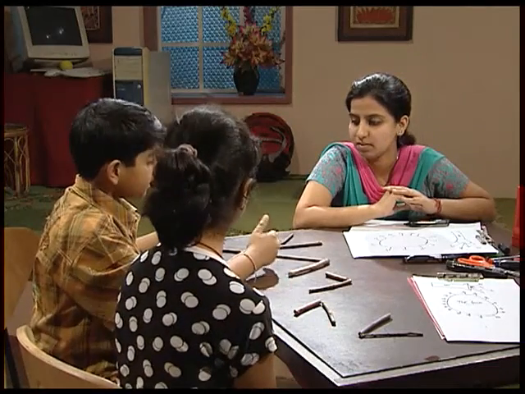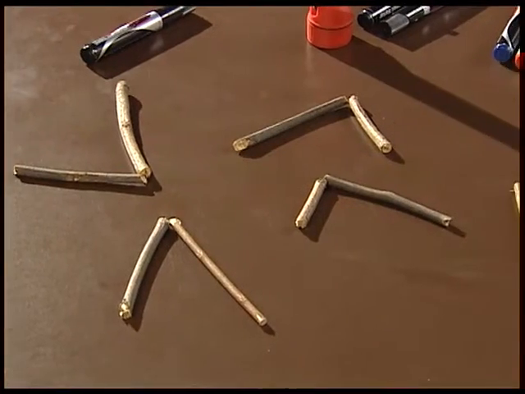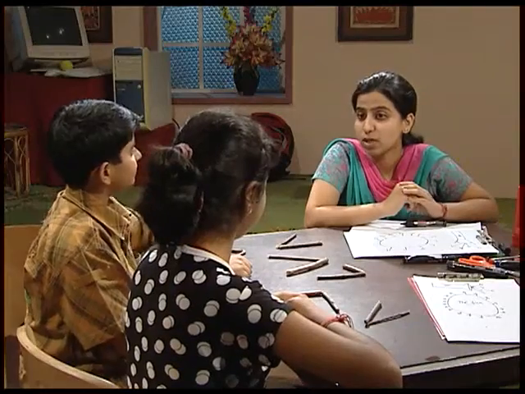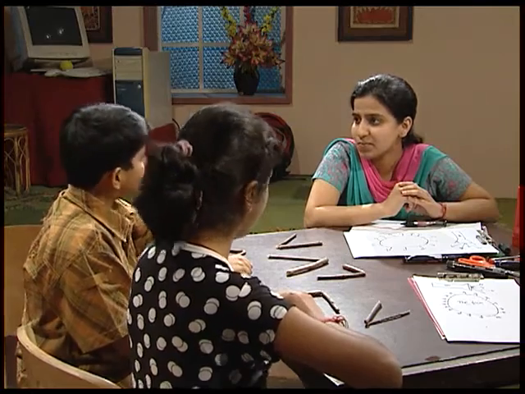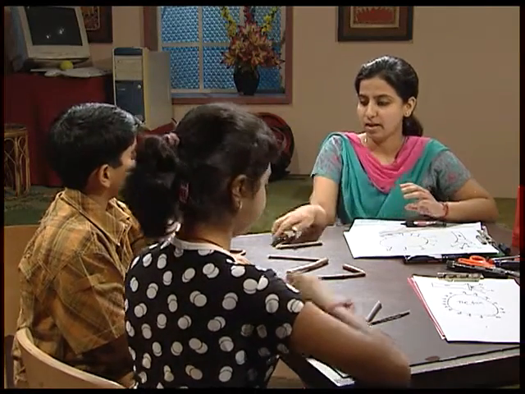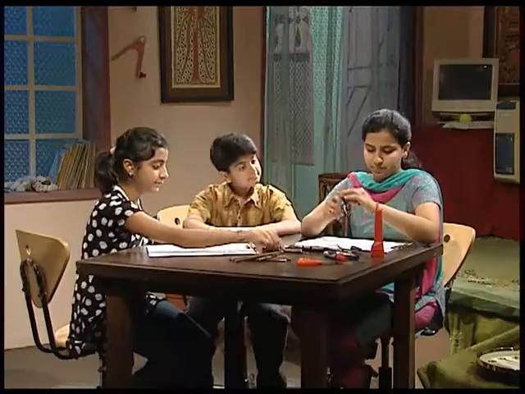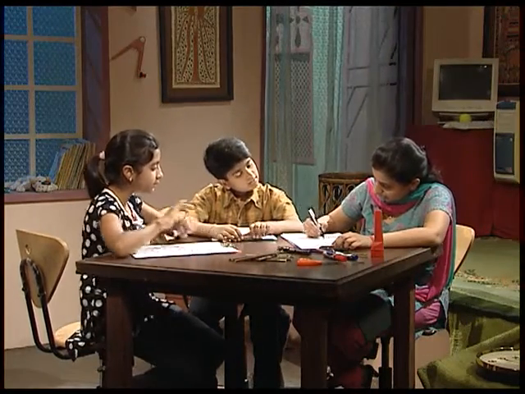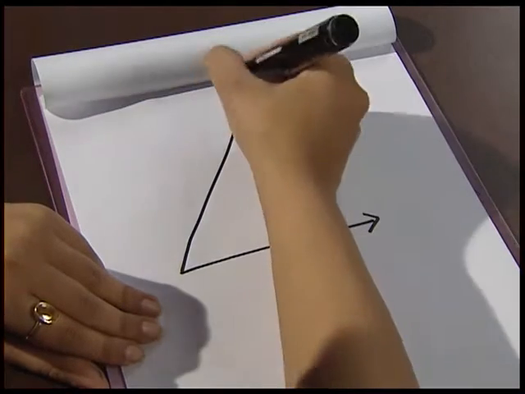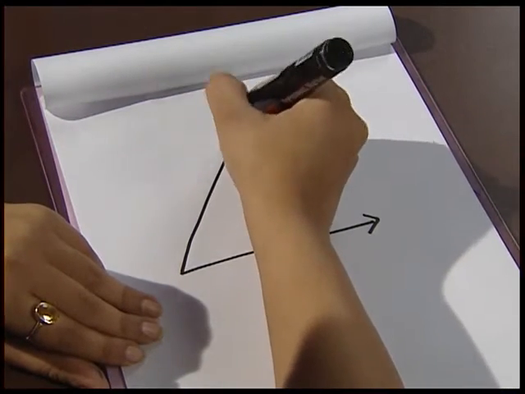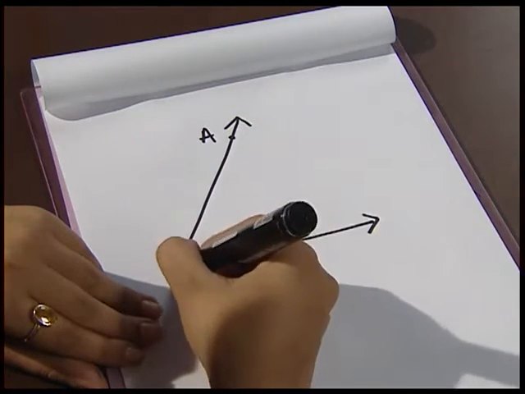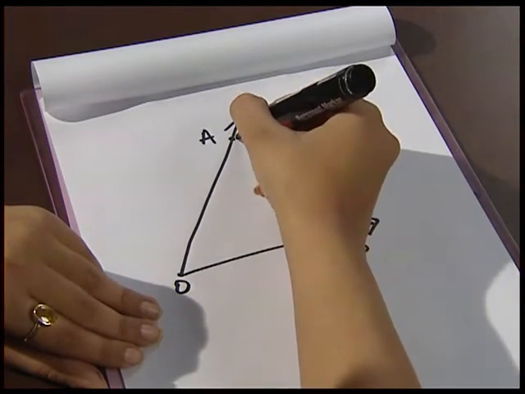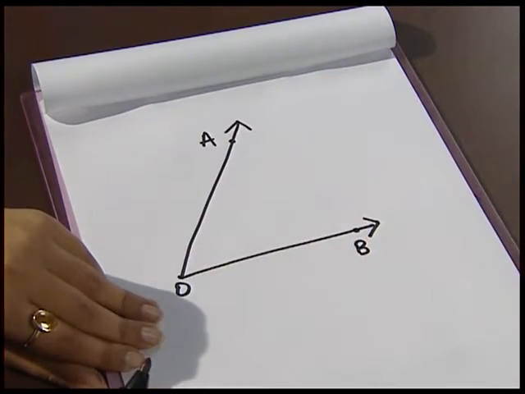Didi, I've made so many angles with sticks. Very good. We have made so many angles. Would you like to learn more about angles now? Yes, Didi, of course. Okay, now we'll keep them aside. See, I'm drawing an angle: A, O, and B. So angle AOB.